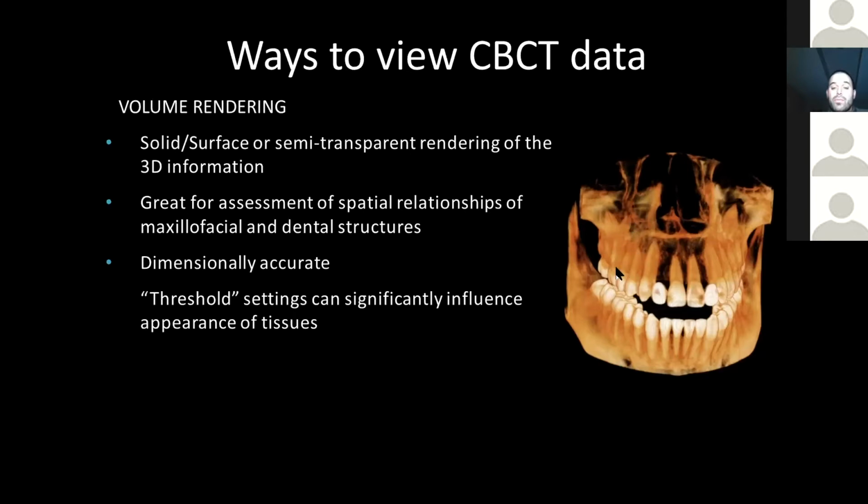However, the tissue that you actually see presented is not always representative of exactly how much tissue is there. Or in other words, something called threshold settings, which I'll explain in a moment, can really influence the appearance of those tissues. Okay, and because of that, this 3D rendering is not reliable to assess the fine bony details and bone quality. If you need to do that, you need to go back to the slices. That's going to be the most accurate representation of the actual scan data.